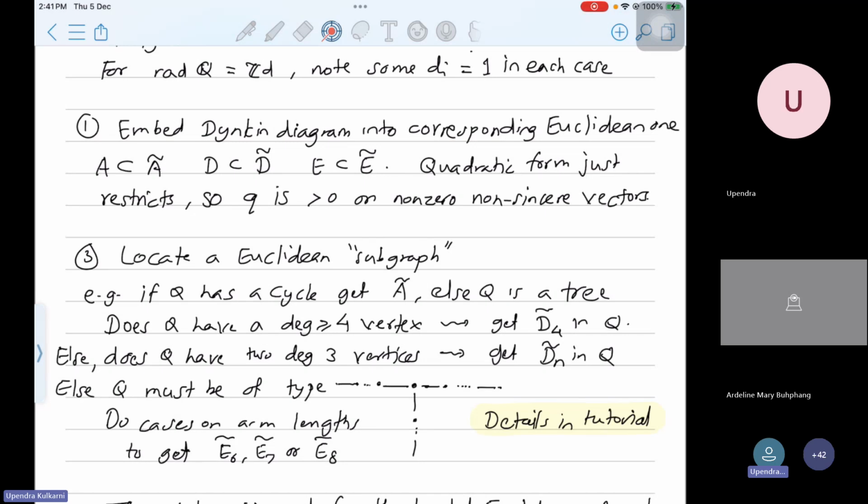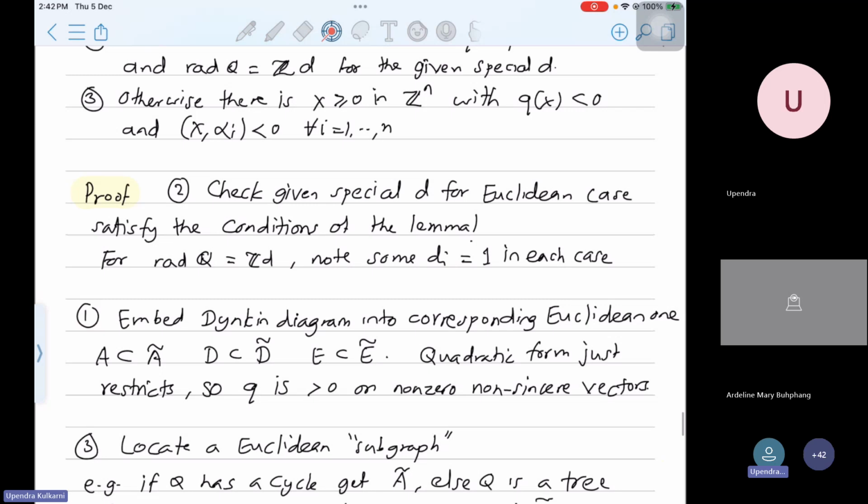Okay, so let me just sketch this and the details we'll do in the tutorial. There are two parts to this. One, to locate a Euclidean subgraph, and then what to do with that subgraph. So first let's locate a Euclidean subgraph. If the graph has a cycle, then what? Let me go one by one. If the graph has a cycle, I just take that cycle and ignore everything else.